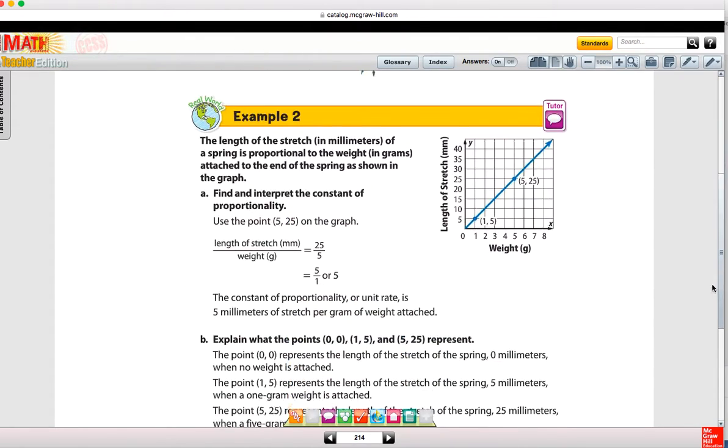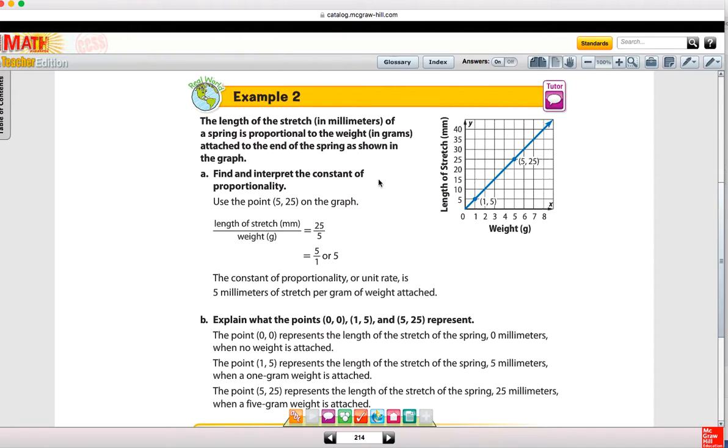So let's take a look at an example here. The length of the stretch of a spring is proportional to the weight in grams. And it says to find and interpret the constant of proportionality. So it says here to use the point (5, 25) on the graph, and we have the length of the stretch is equal to 25, and the weight is equal to 5. So the constant of proportionality here is 5, okay? And that's 5 millimeters of stretch per gram of weight.